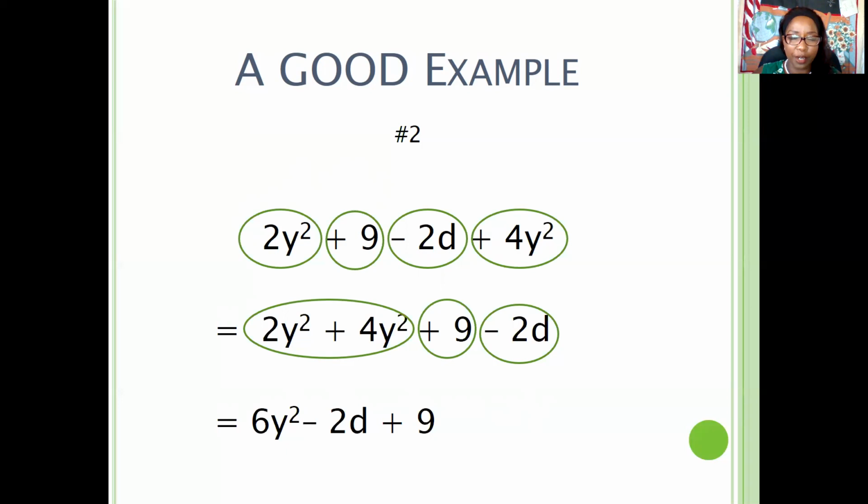We collect our like terms and now we simplify. 2y squared plus 4y squared is 6y squared. Now, you may have noticed that I switched the last two terms around, and that is because in algebra, we usually put the constant at the end. So our final answer, 6y squared minus 2d, because we're keeping that operation in front of the 2d, plus 9. This is our final answer. We cannot simplify it any further.